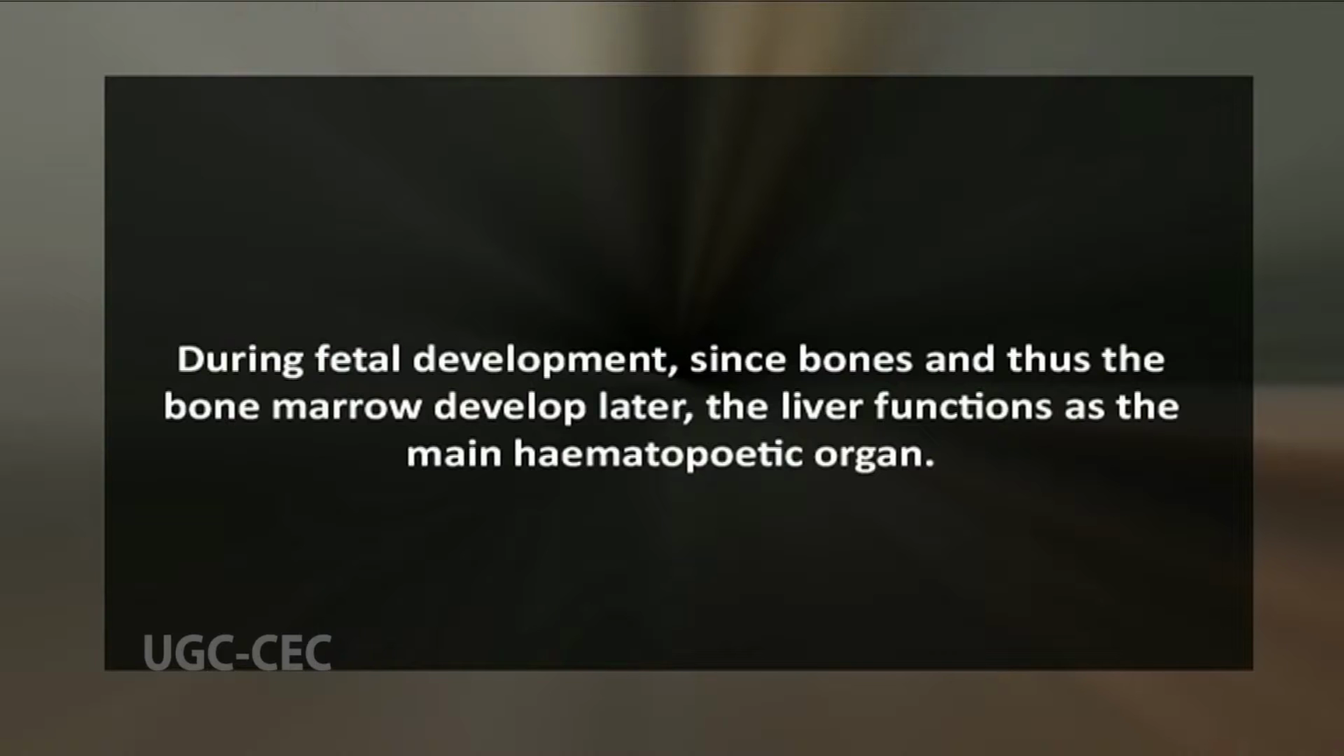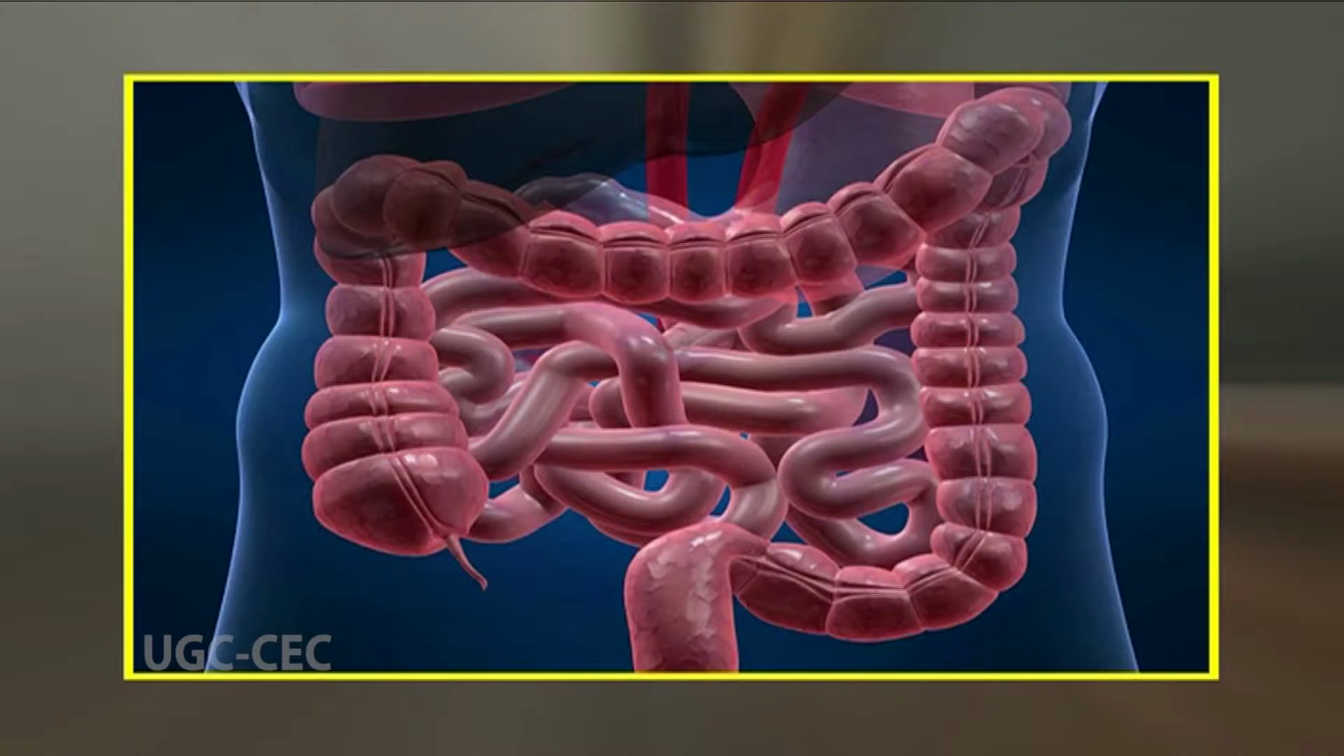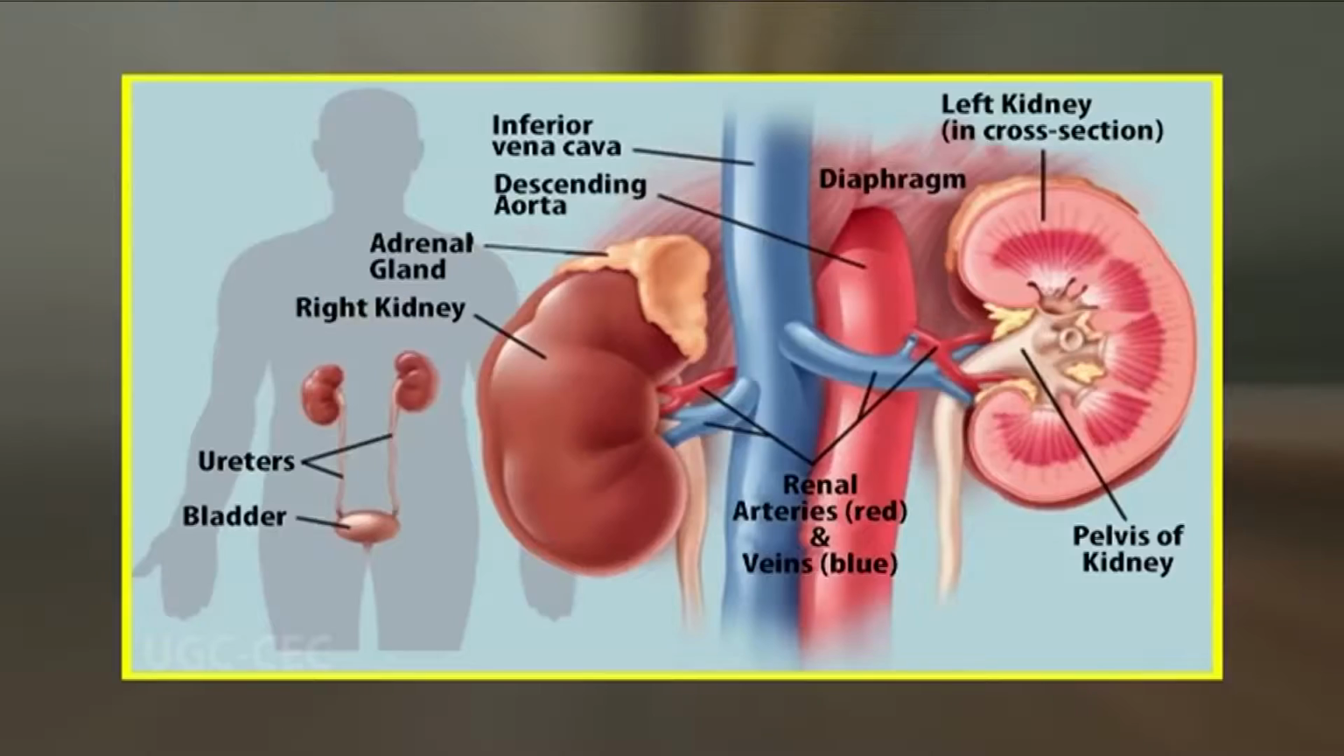During fetal development, since bones and thus the bone marrow develop later, the liver functions as the main hematopoietic organ. Therefore, the liver is enlarged during development. In some vertebrates, hematopoiesis can occur wherever there is loose stroma of connective tissue and slow blood supply, such as the gut, spleen and kidney.